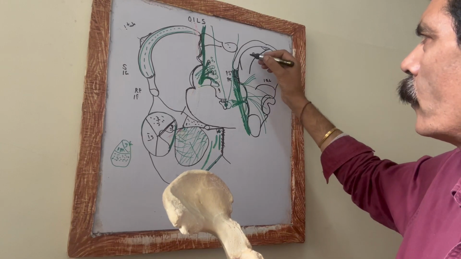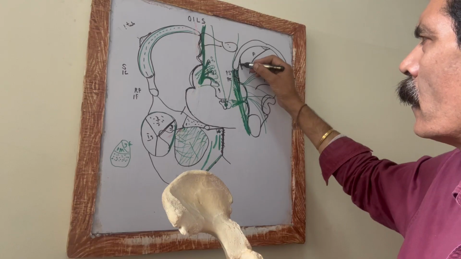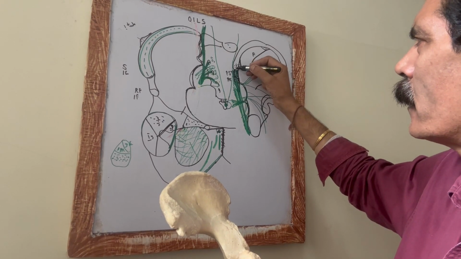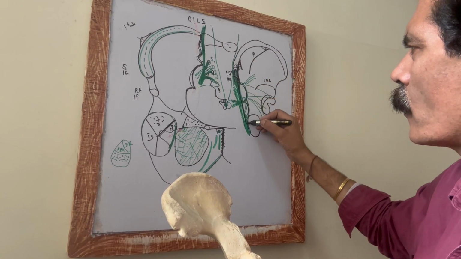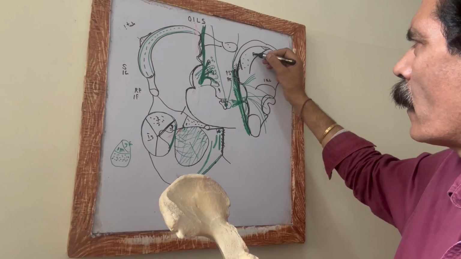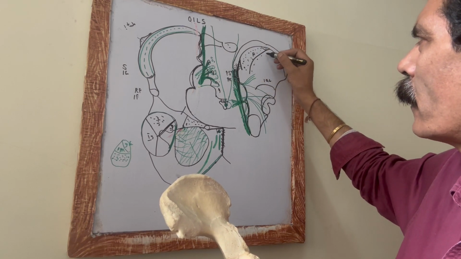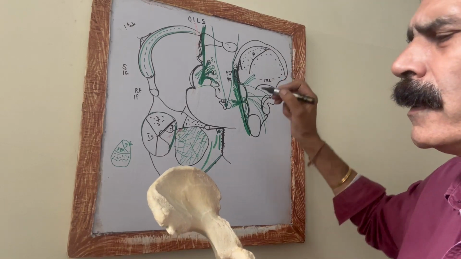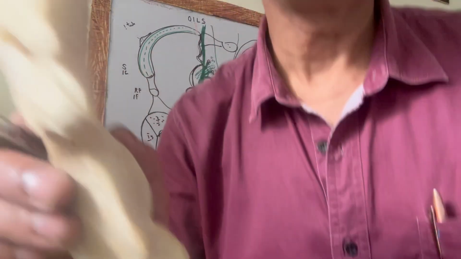Gluteus maximus takes origin from the posterior gluteal line and the area behind it, then from the posterior superior iliac spine, then from the outer lip of the iliac crest, and the entire length of the sacrotuberous ligament is also an origin of the gluteus maximus. The area between the anterior and posterior gluteal lines is the origin of the gluteus medius muscle, and gluteus minimus takes origin between the anterior gluteal line and the inferior gluteal line. So this gluteal surface is rough because of the muscle attachments.